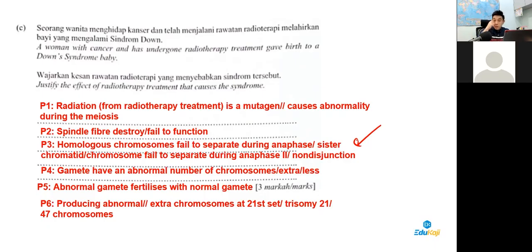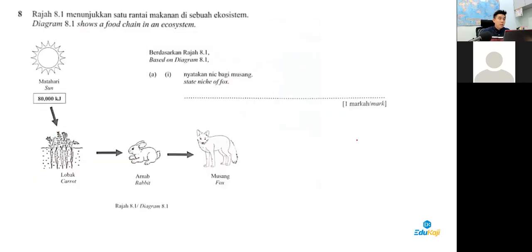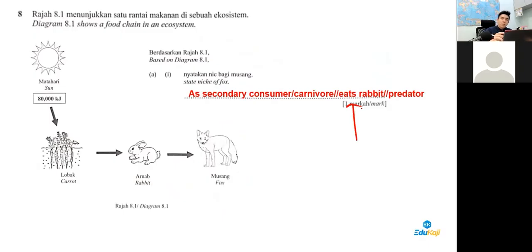Okay, guys, looking at the last structure, this question 8 is from Form 5, Chapter 9. Now, state the niche of the fox. You can say the fox eats the rabbit. Niche means role in the environment, peranan dalam alam sekitar. So, eat the rabbit, or it's a predator, can also. Either one is okay.